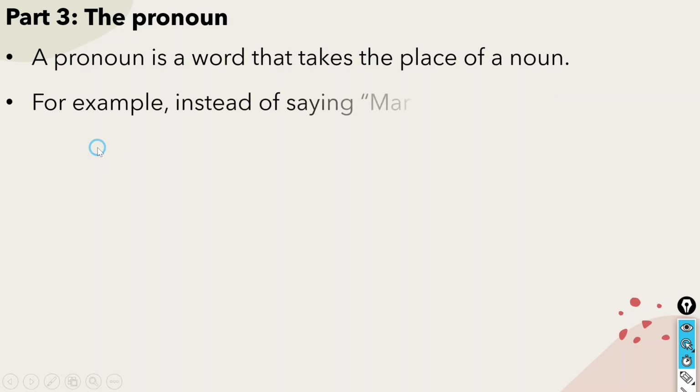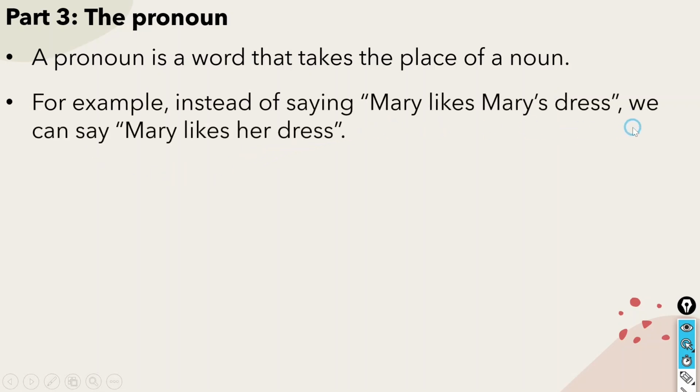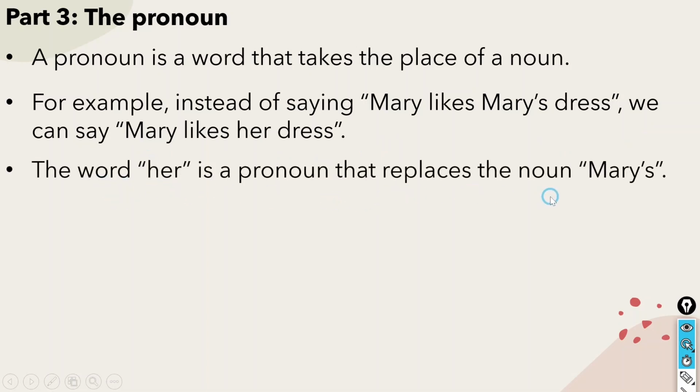For example, instead of saying "Mary likes Mary's dress," we can say "Mary likes her dress." The word "her" is a pronoun that replaces the noun Mary's. Where there was Mary's, there is now her. So it has become "Mary likes her dress," and this her, which replaces Mary's, is a pronoun.